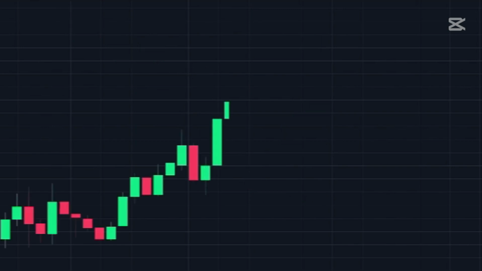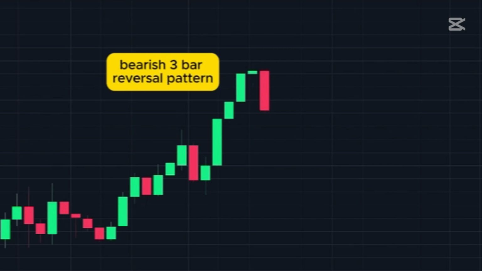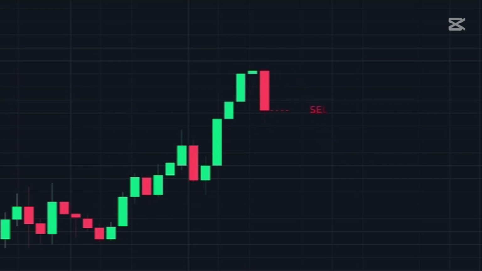In the case of a bearish 3 bar reversal pattern, it is the opposite. In an uptrend, if this pattern appears, it signals that the trend may reverse downwards. In this case, you can enter a sell position at the closing price of the third candle, and stop loss is placed at the high of the second candle.